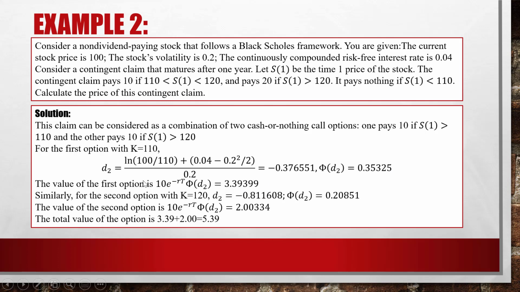Now we repeat for the second option. For the second option, the threshold is 120. So we use K is 120. And similarly, we repeat all the steps. We got D2 is minus 0.811608, and phi of D2 is 0.20851. From here, the value of the second option is similar to the first option. We got 10 times e to the minus RT, phi of D2, which is 2.00334. The total value of this claim is the sum of the two options. So we got 3.39 plus 2.00, which is 5.39.